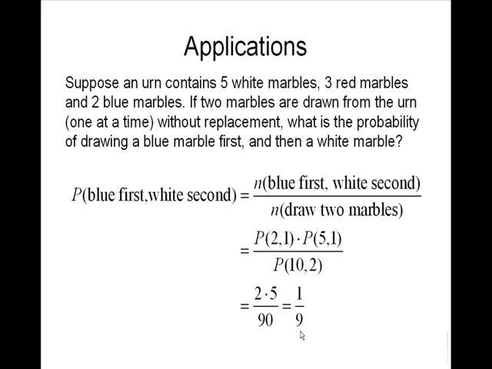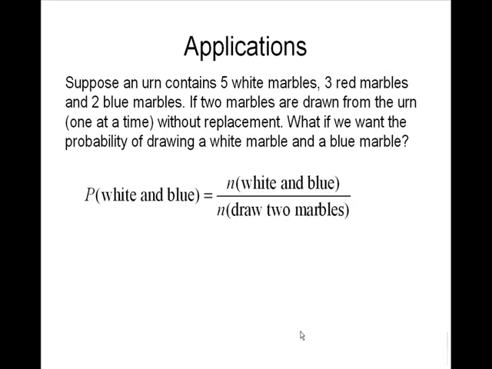Now let me go ahead and change this problem slightly. Instead of a blue first, then white, what I want now is just a white marble and a blue marble, and I don't care about the order. There are 2 ways to do this. We can do it with permutations, or we can do it with combinations, but you have to be careful. We still want to figure out the probability of white and blue, but now we need to count the number of ways to get white and blue, and divide that by the number of ways to draw 2 marbles.